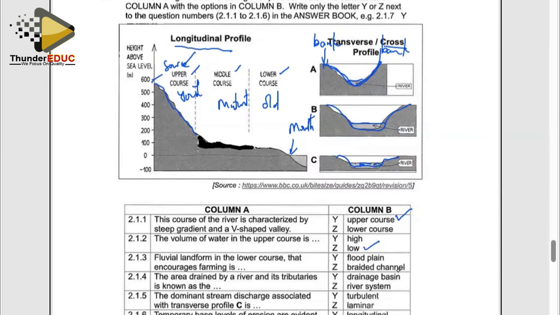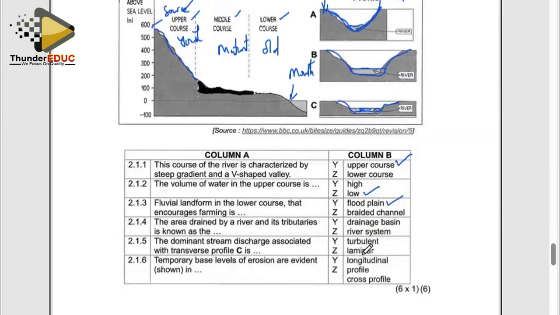Fluvial landform in the lower course that encourages farming: farming is done on the flat plain, the flat area which is adjacent to the river. Right, the area drained by a river and its tributaries is known as a drainage basin. The dominant stream discharge associated with the transverse profile of C.